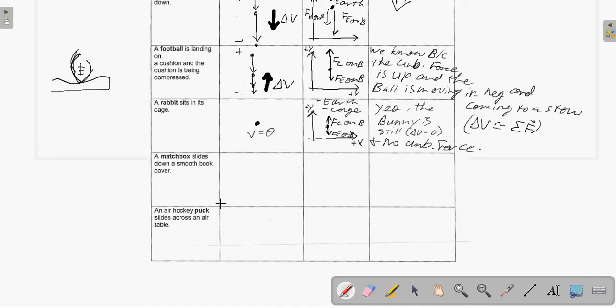Okay, moving on. A matchbox slides down a smooth book cover. So this is going to be a little different. If we have our book cover, so here's our book.